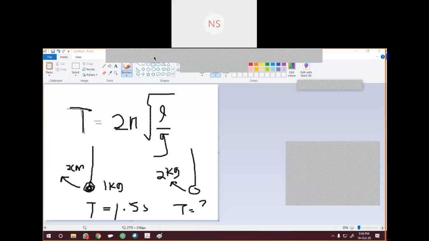For a 1 kg pendulum, it takes 1.5 seconds. For a 2 kg pendulum, try to imagine it. 3 seconds also? 2 seconds? No. So, this is IGCSE basic. The answer is still the same, 1.5.